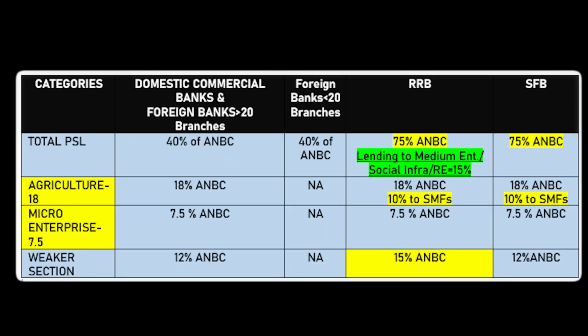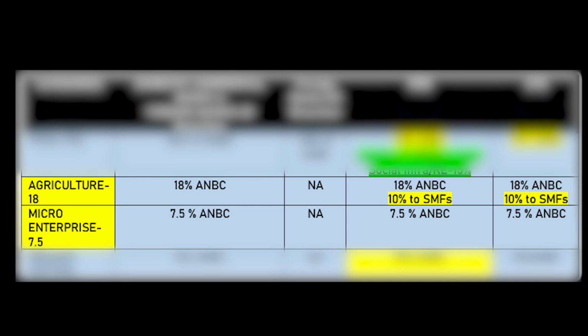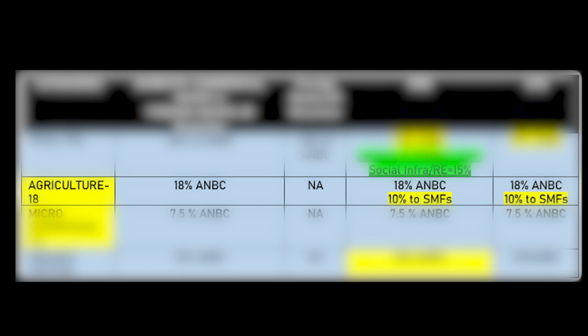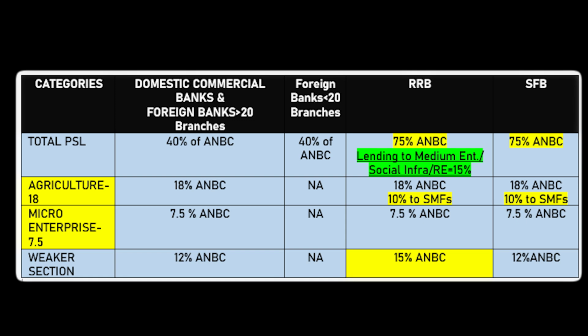Now, as far as the agriculture and the micro enterprise sections are concerned, the targets are 18% and 7.5% for all the banks. So just remember the two numbers: agriculture is 18 and micro enterprise is 7.5. And in this regard, just look at the highlighted portion, that 10% of the agriculture credit of the RRBs and the SFBs needs to be extended toward the small and marginal farmers. Now, who are they? I am going to discuss it in some later video. Just remember that out of the 18% of ANBC for agriculture credit, 10% needs to be extended to the small and marginal farmers in the case of RRBs and SFBs.